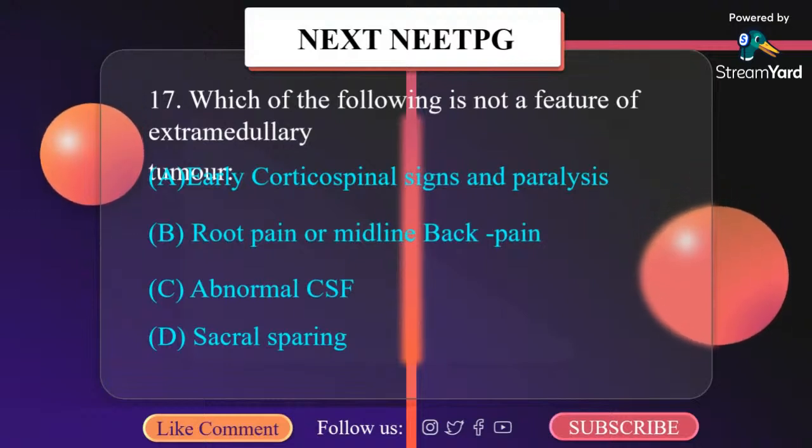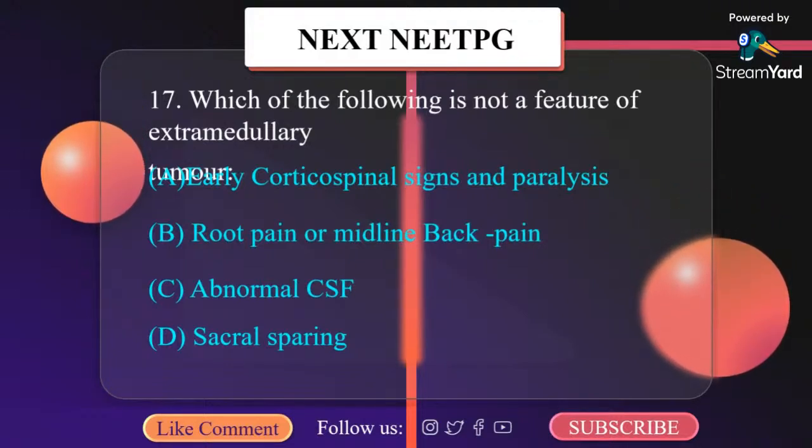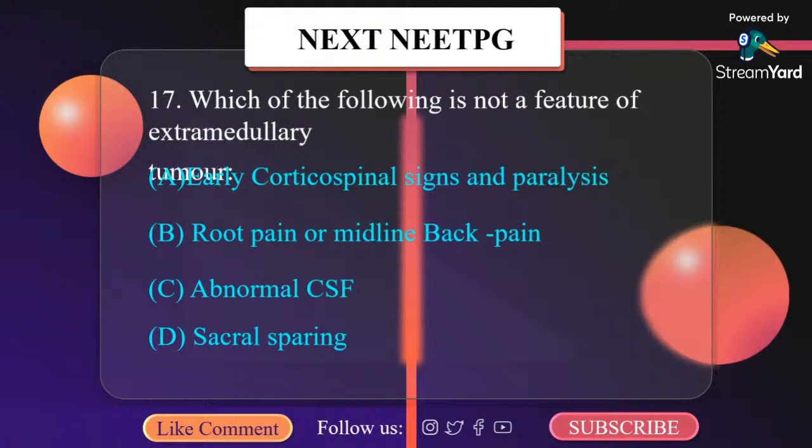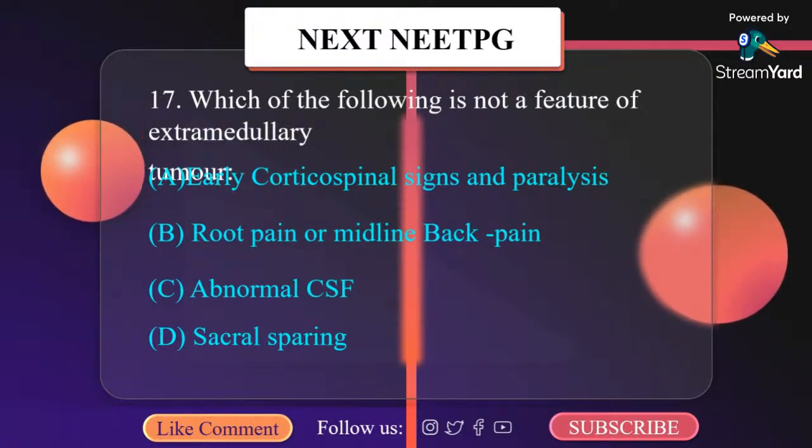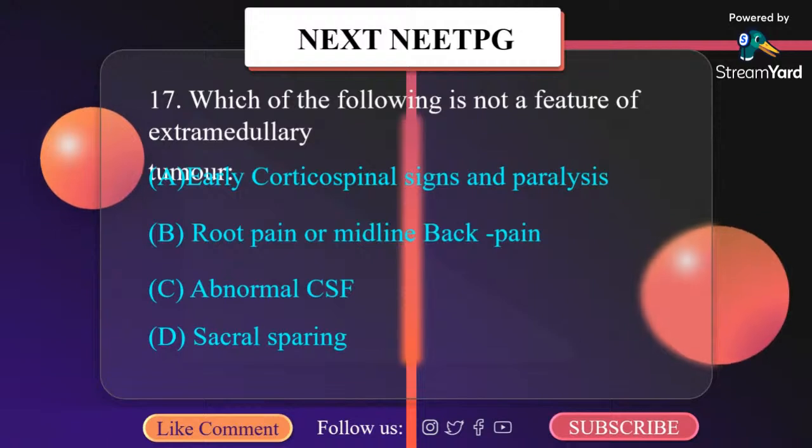Which of the following is not a feature of extramedullary tumor? A. Early corticospinal signs and paralysis. B. Root pain or midline back pain. C. Abnormal CSF. D. Sacral sparing.